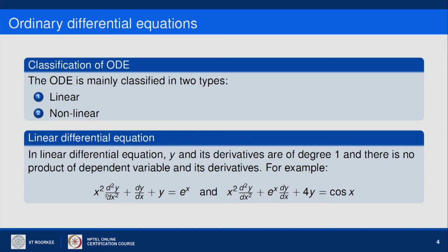For example, x square d2y over dx square plus dy over dx plus y equals e raised to power x. Here you can notice that the second order derivative term has degree 1, the first order derivative term has degree 1, and y also has degree 1. Hence, and there is no cross product term of the dependent variable or its derivative. So, it is an example of a linear differential equation. Similarly, this is an example of a linear differential equation.